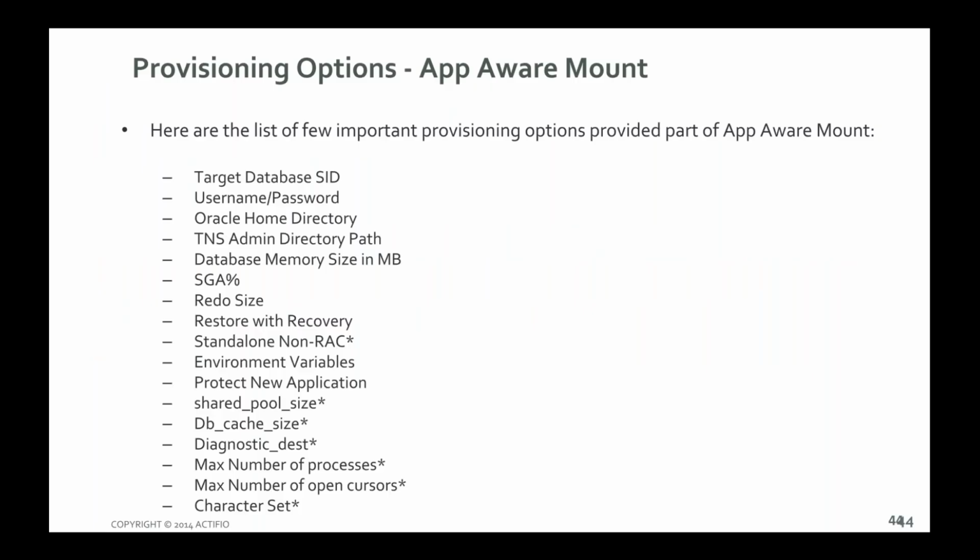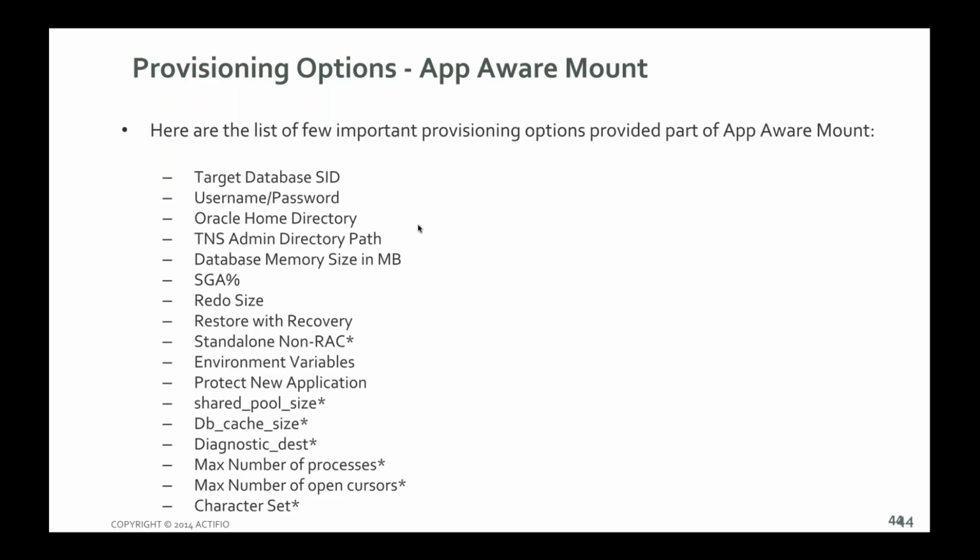And these are the provisioning options as part of app aware mount, and you will get a screen where you can find all these provisioning options. You have your target database SID, what database name you want to set, and username and password. This is the target database host which you have selected, the Oracle username. The password is not mandatory. And the Oracle home directory, TNS admin path.